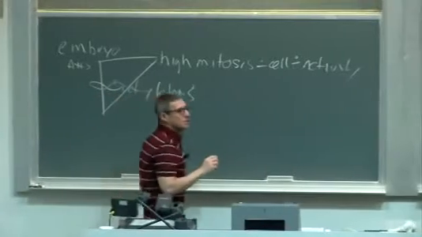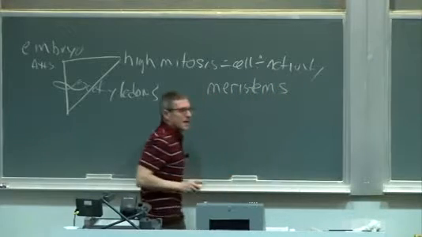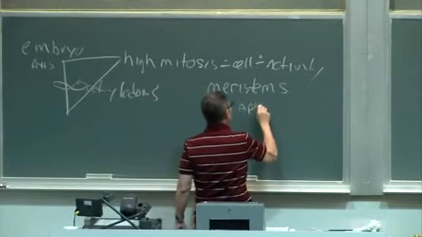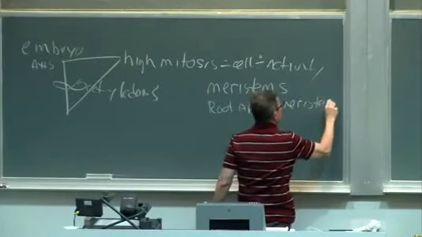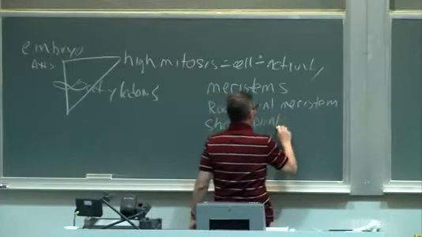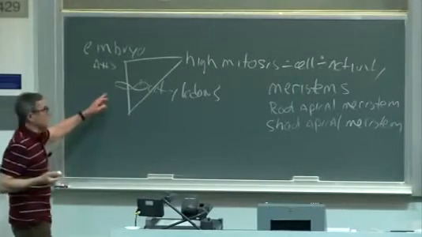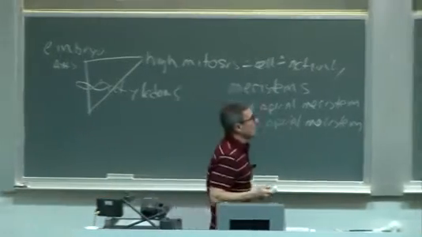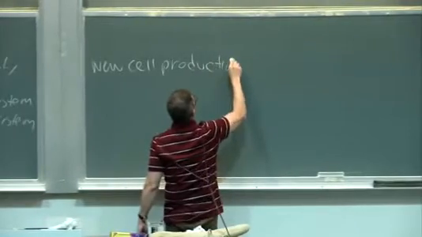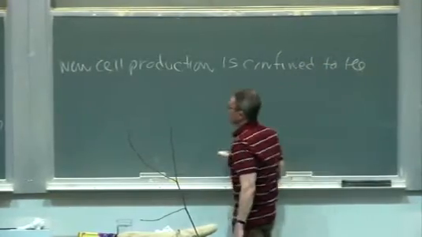Now, we call these regions of cell division activity, or high activity, meristems. And we said that there was one located at the tips of all roots, which is the root apical meristem, and one located at the tips of all shoots, which is the shoot apical meristem. Now, following embryonic development and the establishment of the embryonic axis, what we can say is that new cell production is confined to the apical meristems.